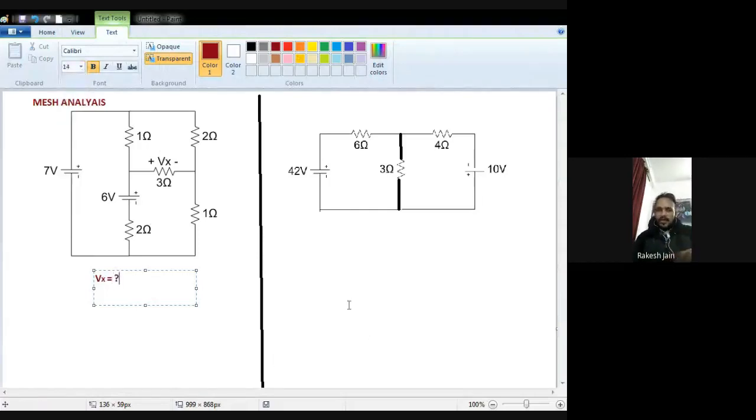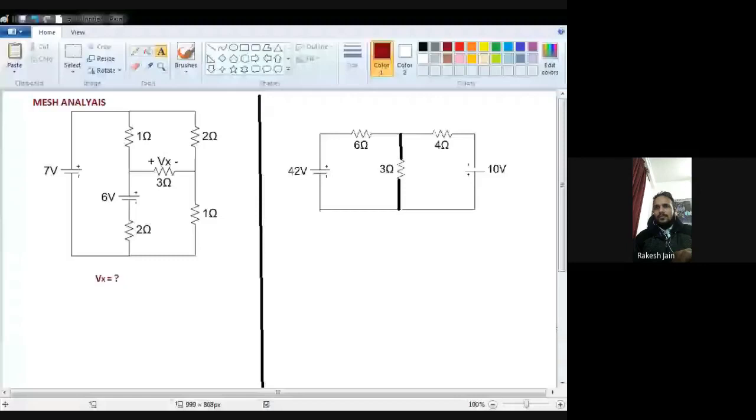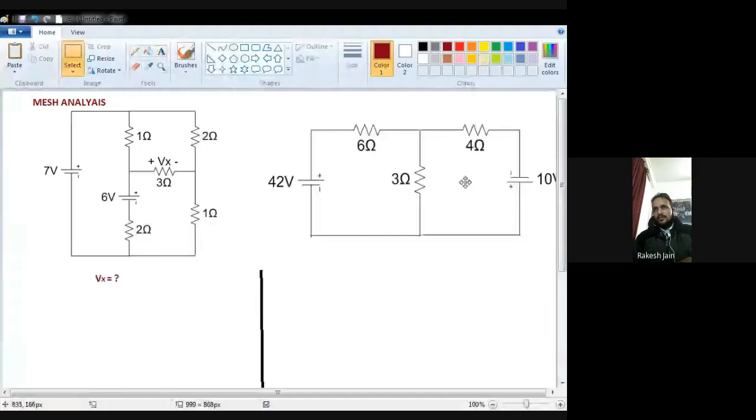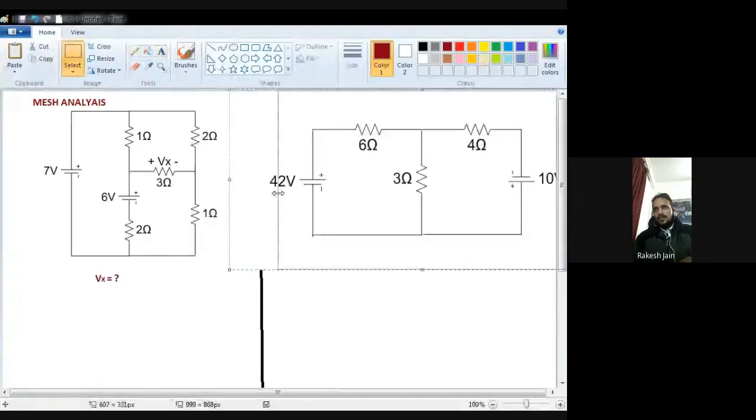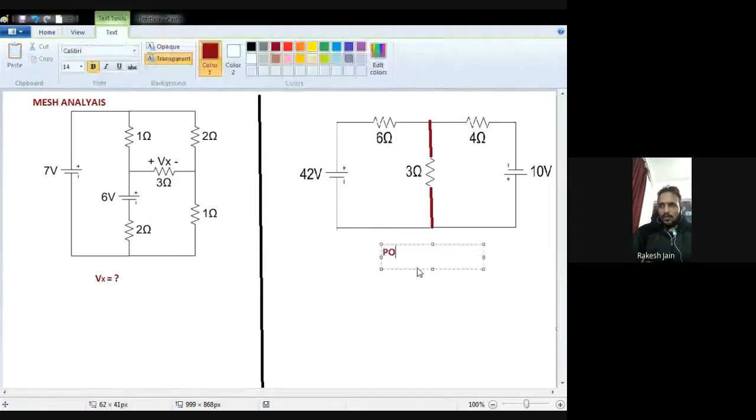And in the second numerical, let's suppose our question is that it is not clear, so I come with another image so it will be clear. Kindly wait. Yes, let's suppose this is my second numerical, in which this 3 ohm resistance is connected with the upper side as well as the lower side. I have to find out the power consumption in this 3 ohm resistor.